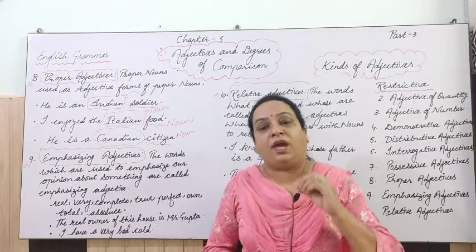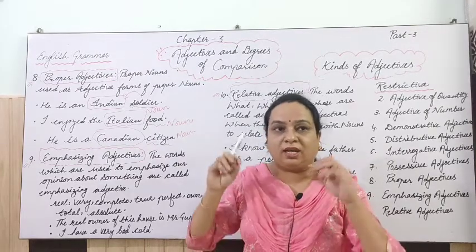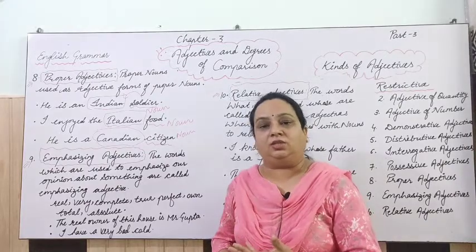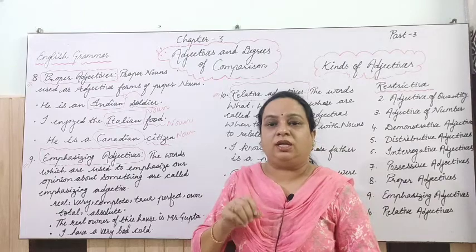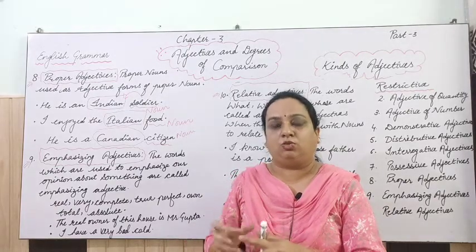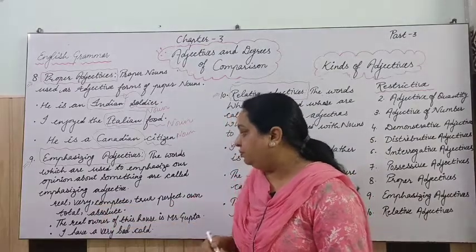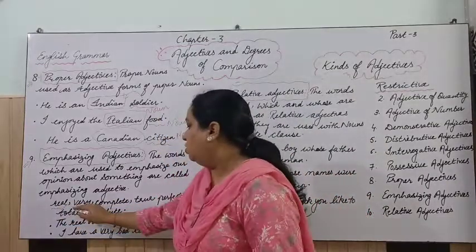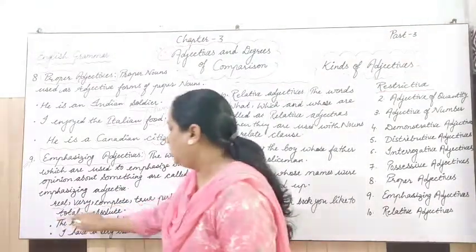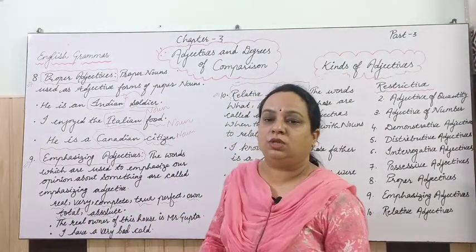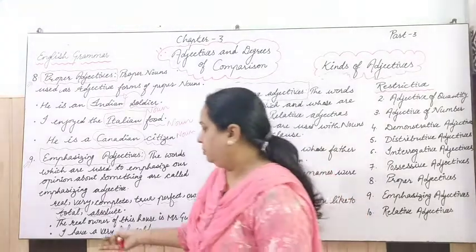Like, he is very intelligent, right? So this word very is what? He is intelligent, but very intelligent is what? So with this word very, we are putting pressure on the word. Suppose the words like real, these you have to note down: very, complete, true, perfect, own, total, and absolute. So these are some of the words which we use to give emphasis on something.